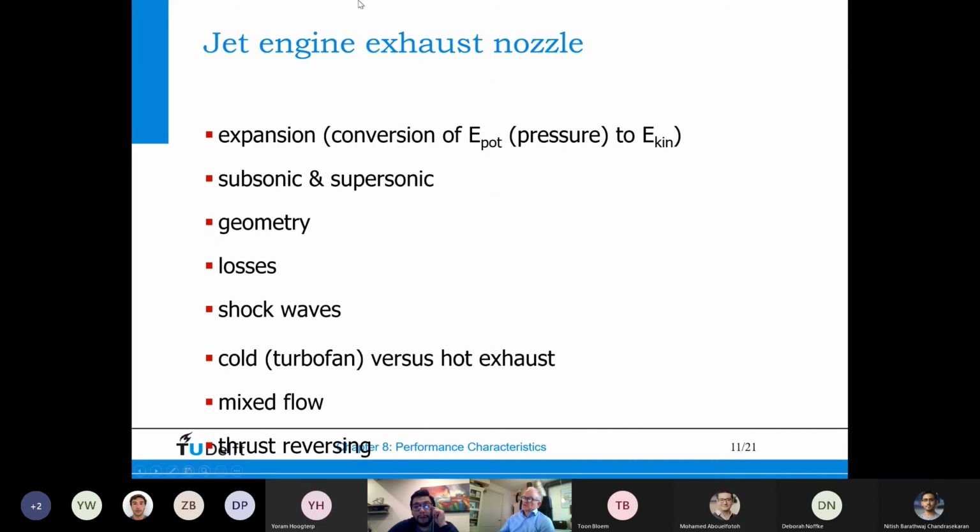You can have both a subsonic and supersonic exhaust nozzle. So again, military engines will have a very high pressure ratio across that nozzle, so the exhaust nozzle will accommodate expansion to supersonic velocity. The geometry is very important. Military engines then often have variable geometry, losses, shock waves. We can have for a civil turbofan a cold or a hot exhaust, but they can also be mixed.